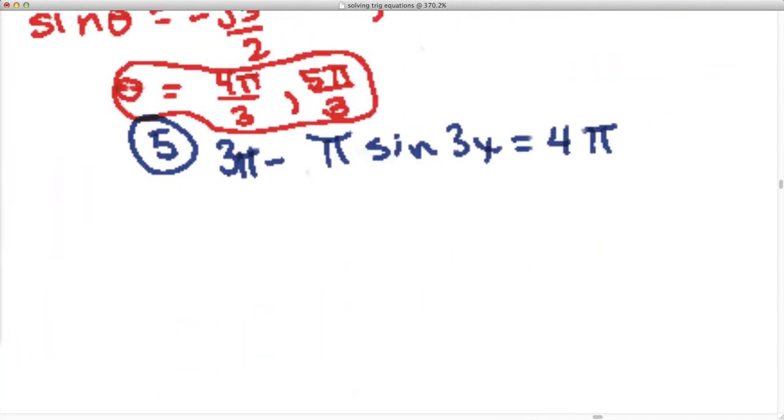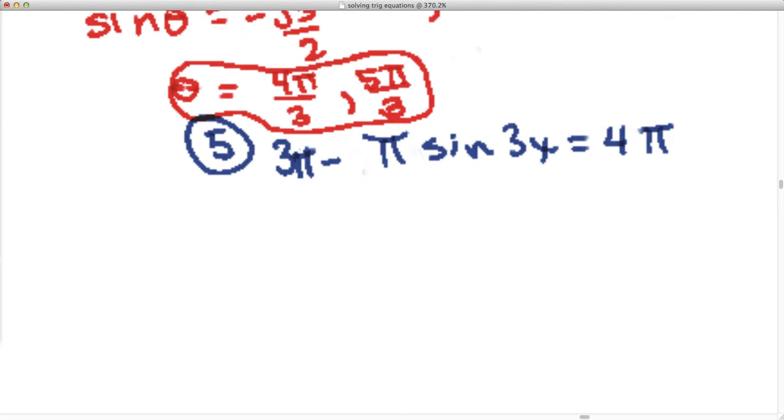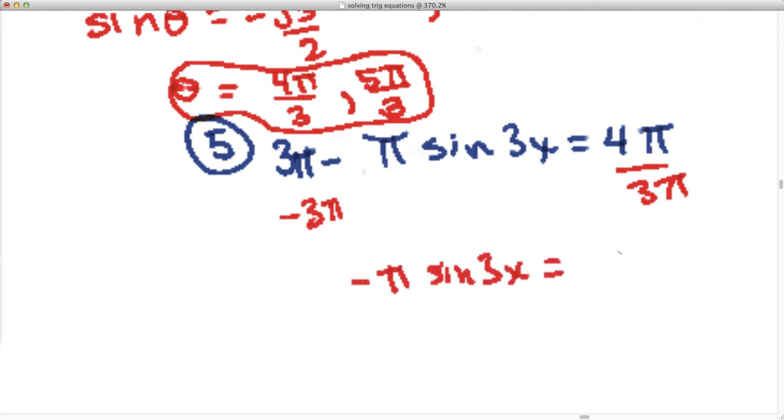Last problem, we got a little bit more interesting problem here. As usual, just solve for the trig function. So if I subtract 3 pi from both sides, I get minus pi sine 3x equals pi. Divide both sides by negative pi, I get sine 3x equals negative 1.